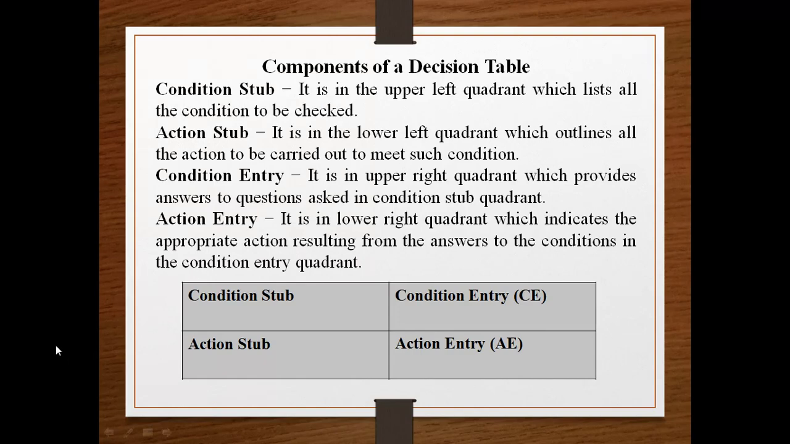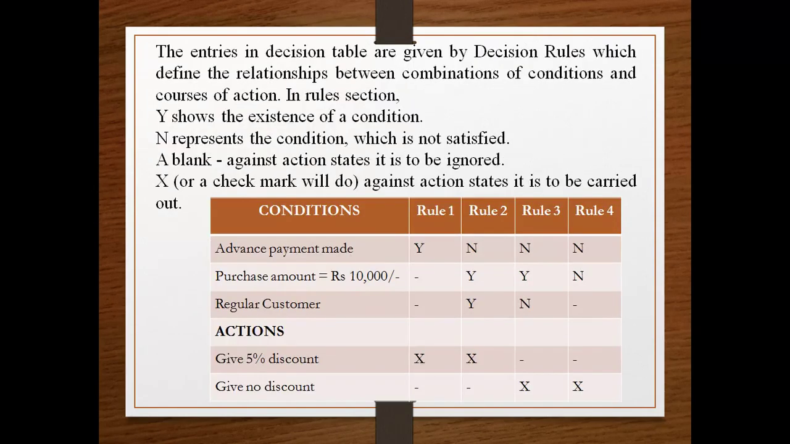Okay, so here let's read it out. Condition stub is the upper left quadrant which will list all the conditions to be checked. Action stub is the lower left quadrant which outlines all the actions to be carried out to meet the conditions. Condition entry is the upper right quadrant which will provide answers to questions asked in the condition stub quadrant. Action entry is the lower right quadrant which will indicate appropriate action resulting from the answer to the conditions in the condition entry quadrants. Okay, so let's see ahead.